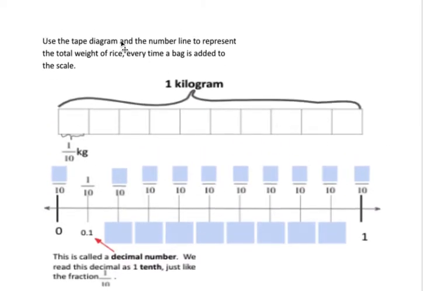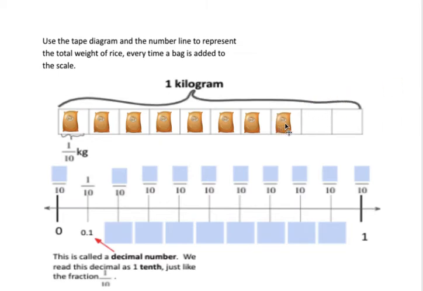So again, we're going to use the tape diagram and the number line to represent the total weight of rice every time a bag is added to the scale. So if we have one bag, it's 1/10 of a kilogram. We add another bag, now we have 1/10 and 1/10, which gives us 2/10, 3/10, 4/10, 5/10, 6/10, 7/10, 8/10, 9/10, and then 10/10 or a whole.